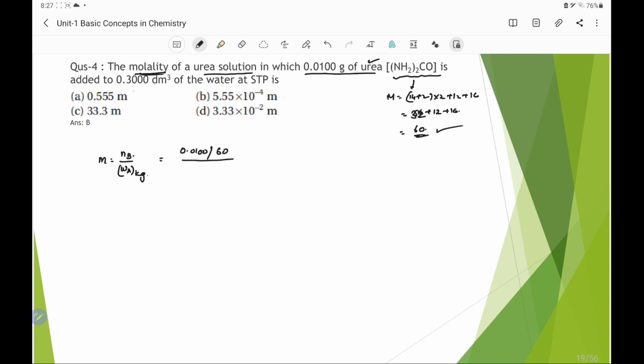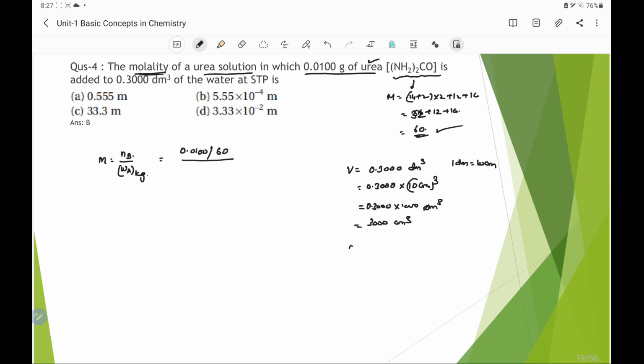It is added to 0.300 decimeter cube of water at STP. So volume of the water is given 0.3000 decimeter cube. 1 decimeter is equal to 10 centimeter. So we can write it is 0.3000 into 10 centimeter cube, or we can write it is 0.3000 into 1000 centimeter cube or milliliter. So it will be equal to 3000 centimeter cube.